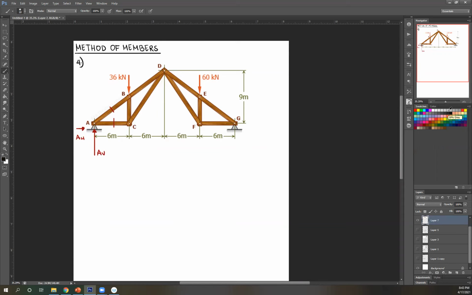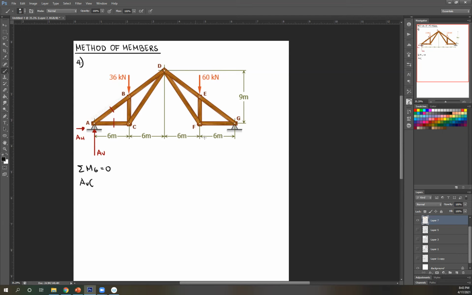So as usual, we're looking for a reaction. So I'm going to take moment about the other support, which is G. Summation of moment at G equals 0. AH passes through G, so ignoring that. AV rotated about G clockwise, therefore positive.